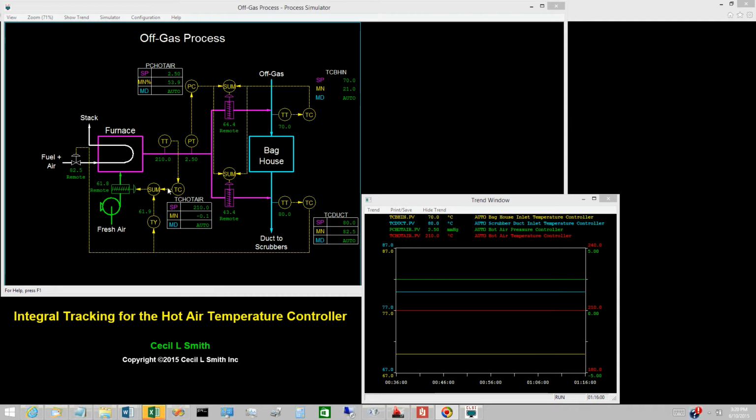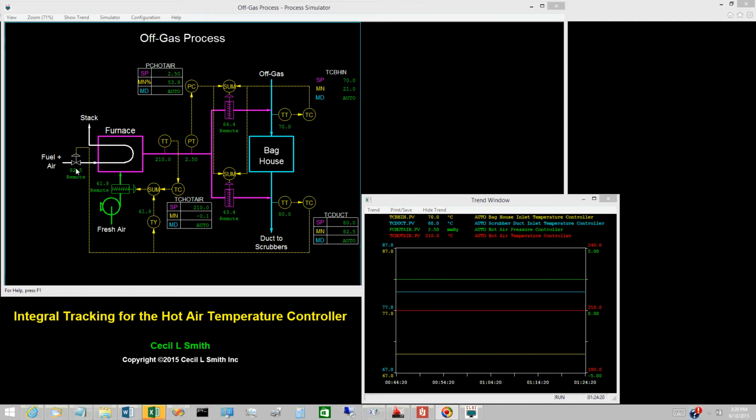The output of the hot air temperature controller is the difference between the actual fresh air damper opening and the output of the characterization function. What value of the difference corresponds to the fresh air damper fully open? It depends on the output of the characterization function, which depends on the fuel gas valve opening.